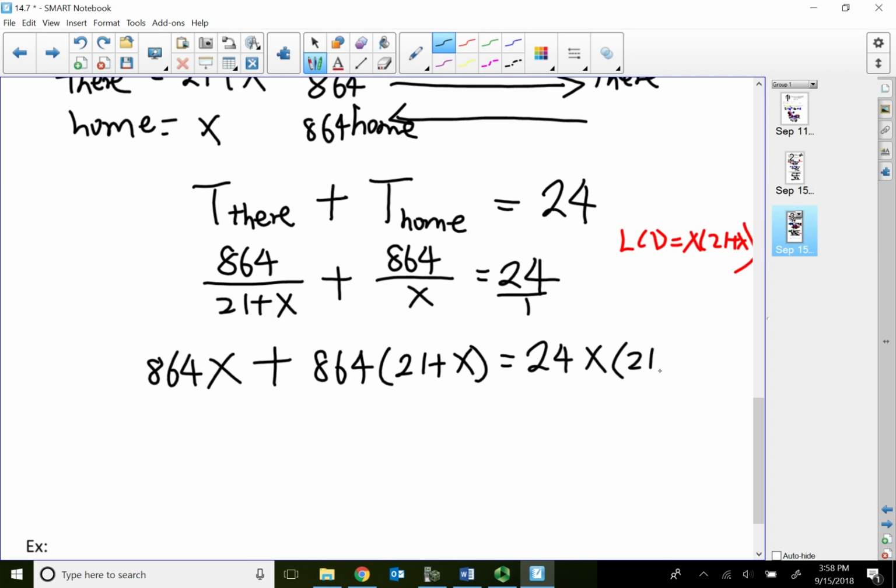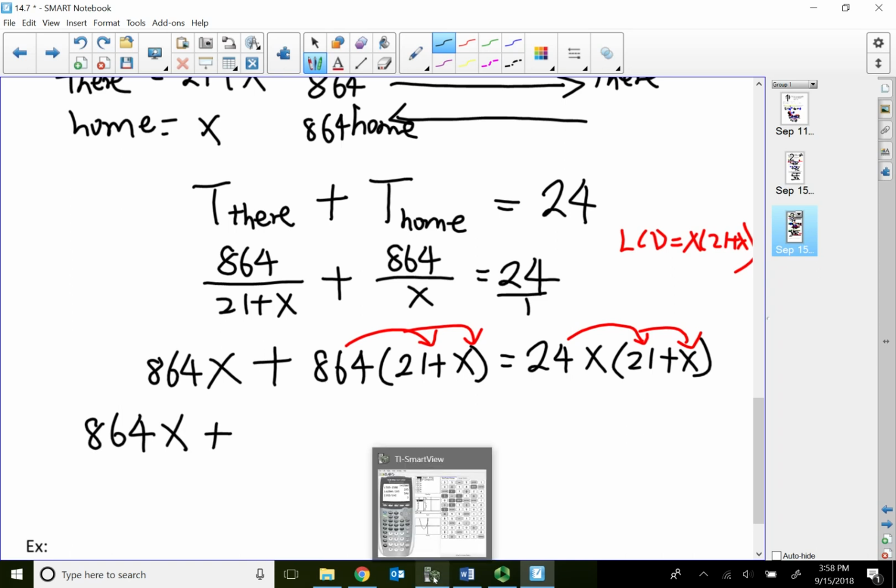x times 21 plus x. So now we see this as 24x times 21 plus x. So here when we do a distribution, we use 24x and distribute. This is using 864 to do a distribution. All right, so let's check it out. Plus, 864 times 21. Let's see what that is.